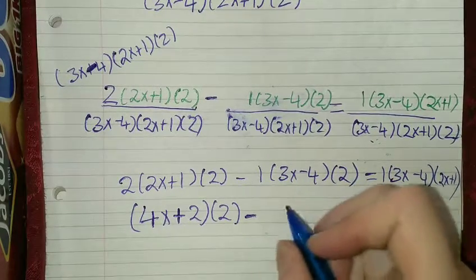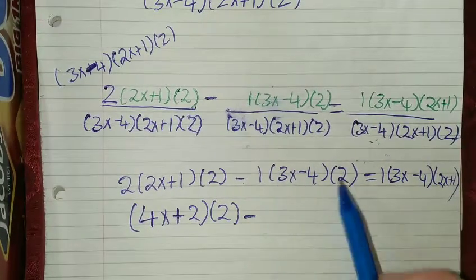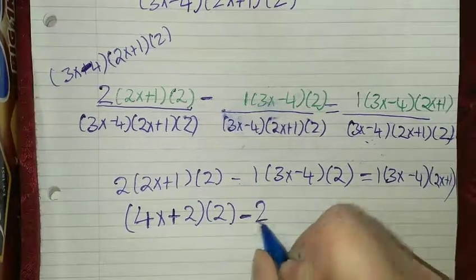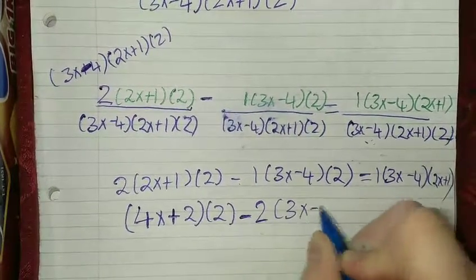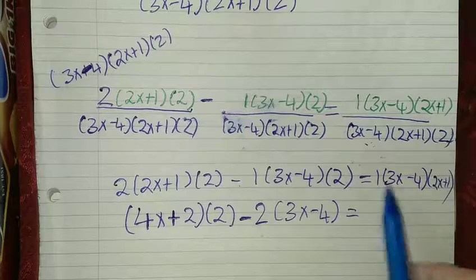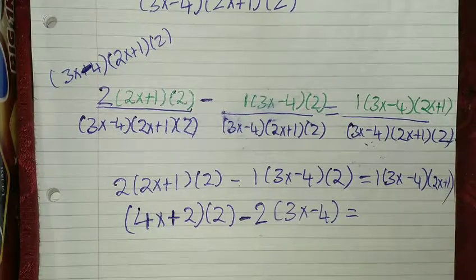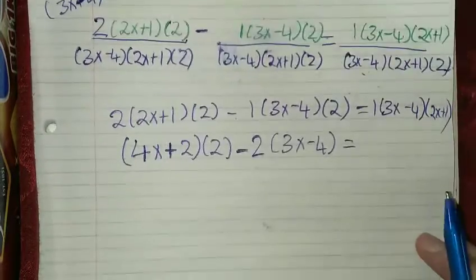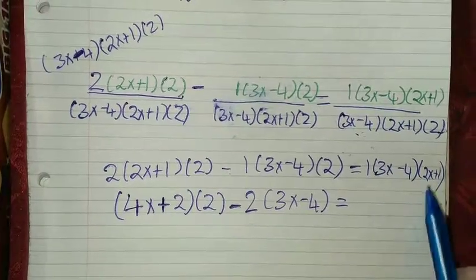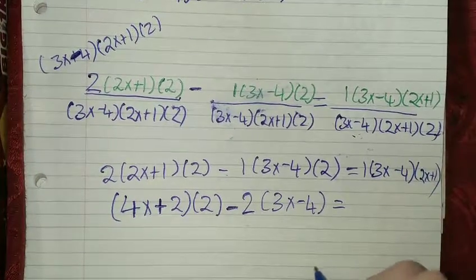So I might multiply my minus 1 by my 2 first. So that's going to be minus 2. And that's multiplied by 3x minus 4. And then 1 is just the same as having nothing in front of it. So I have 3x minus 4 and 2x plus 1. So I might just do that on the side.